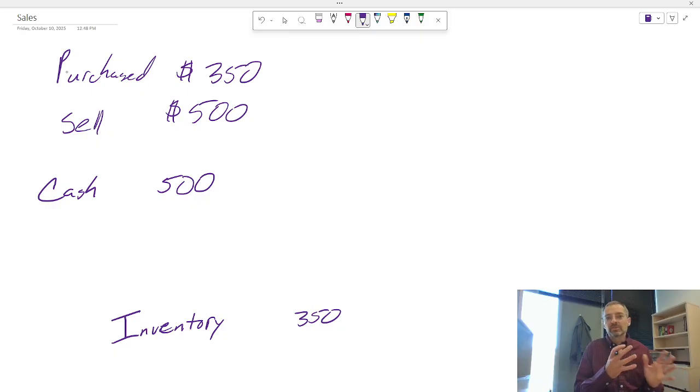So you can see there's a difference between the $500 and the $350. And this is where students usually get a little confused, saying, all right, well, where's that other $150 going? There's actually two things happening when we have a customer buy something from us. The first thing I like thinking of as the interaction with the customer. So the customer gave us $500 in cash.